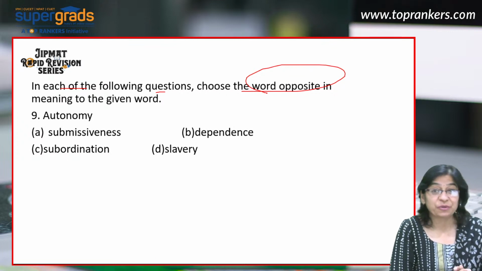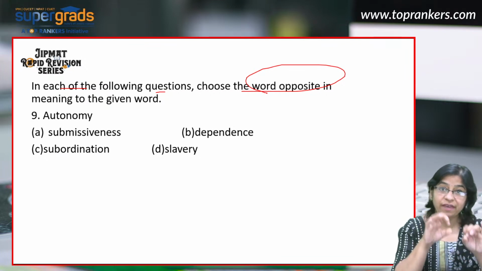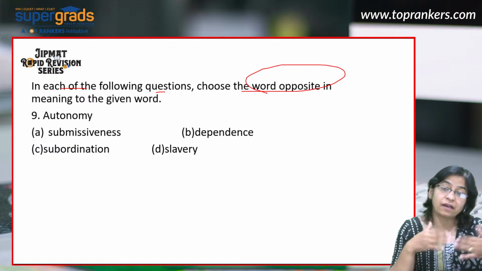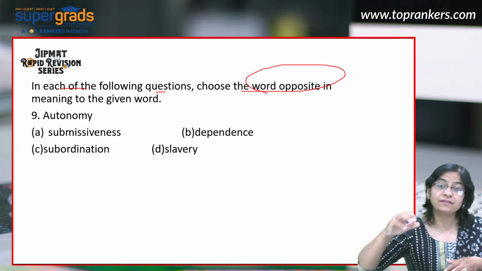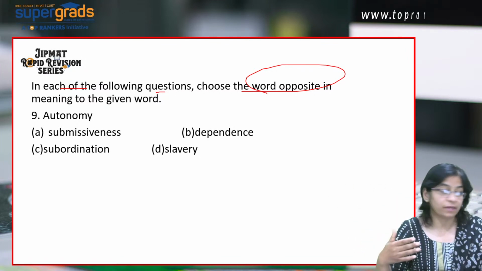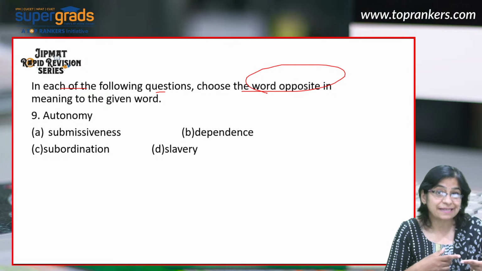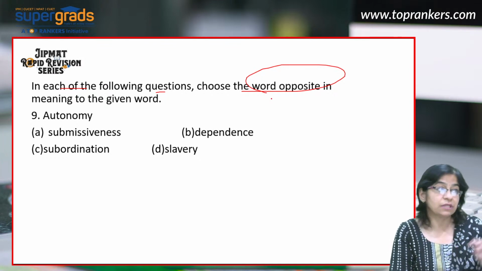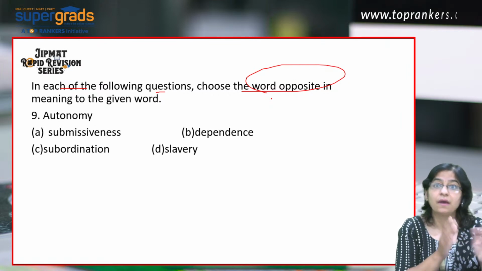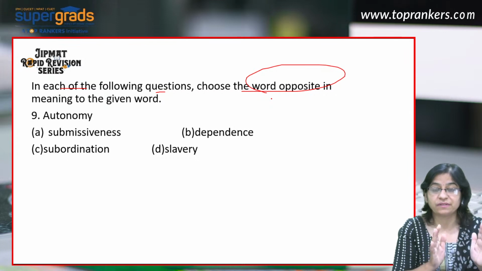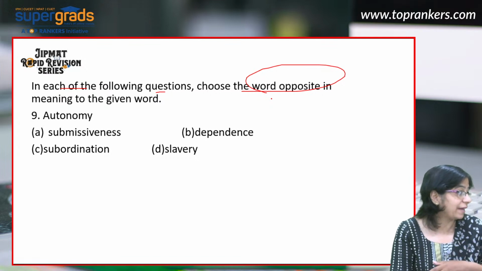So you need to find the opposite. Autonomy simply means you can govern yourself, you can act yourself. You don't need anyone's instruction or anyone's governance to help you move ahead. So that's autonomy. Now, submissiveness, subordination, dependence, or slavery. People, they all look so close, but trust me, there's a great difference in the meaning of all the four words that are there. Now, I'd like to see what your answer is.